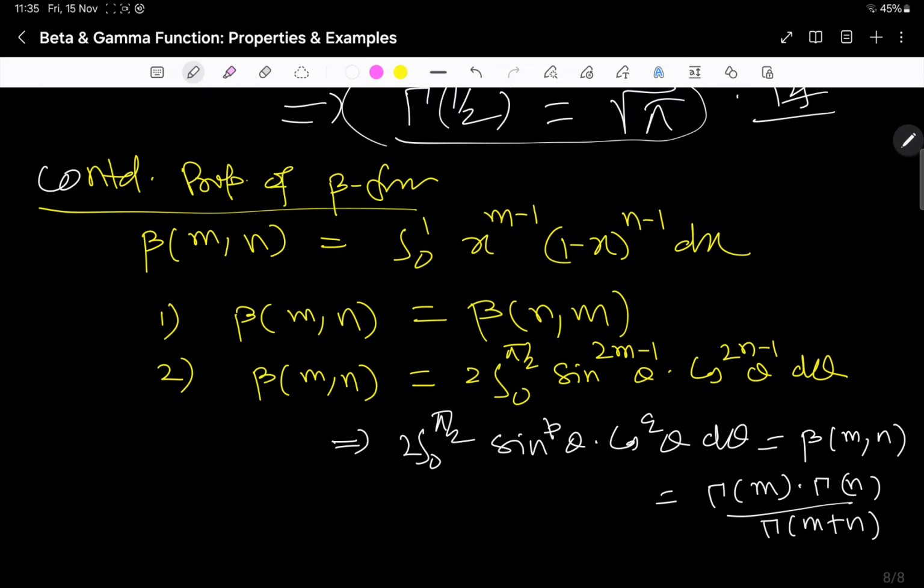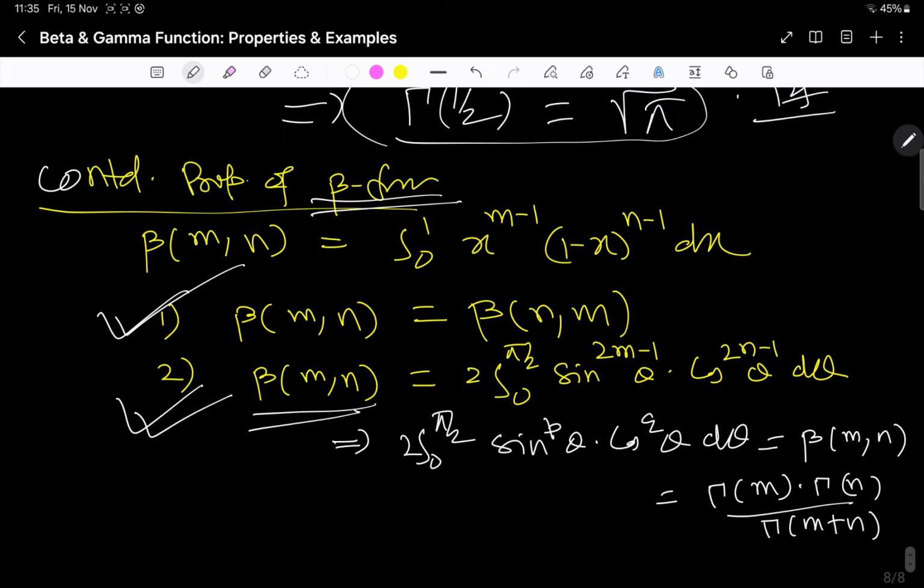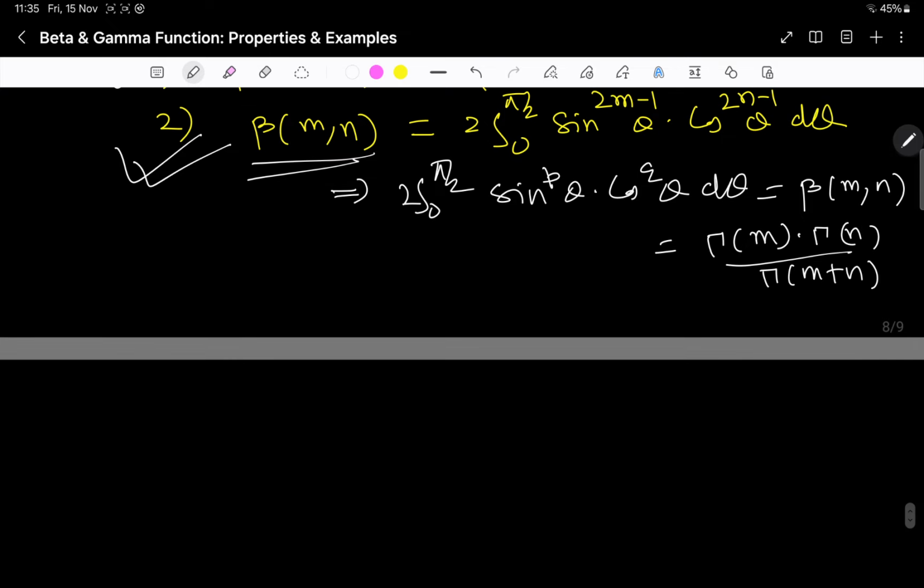So now further properties of this beta function. Already I have told so many things based on this property, and this property we have already discussed. Now coming to some other important property. Property number 3, integral.